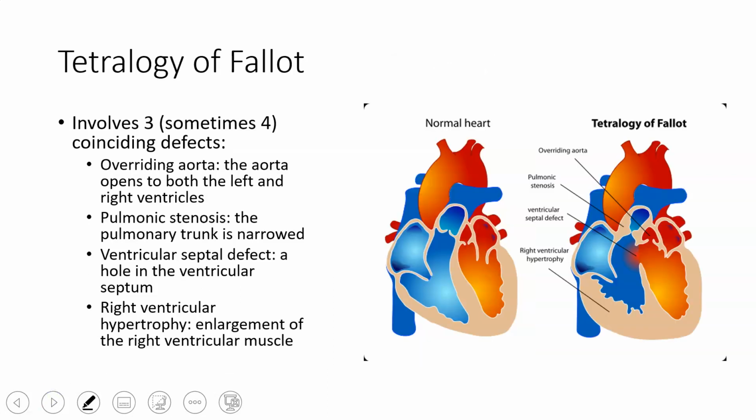Tetralogy of Fallot, 3, sometimes 4 defects. An overriding aorta means the aorta opens to both ventricles, which allows mixing of blood.